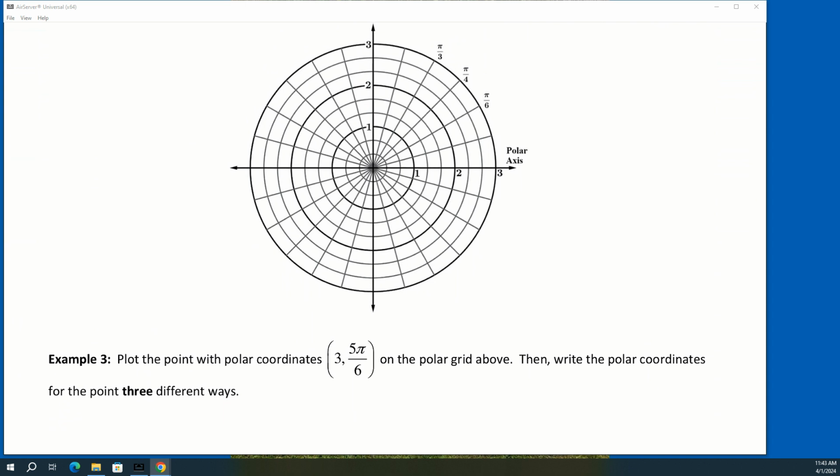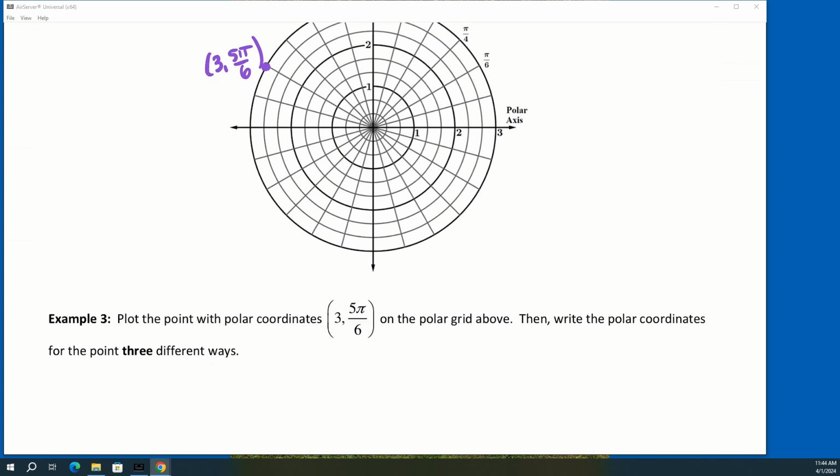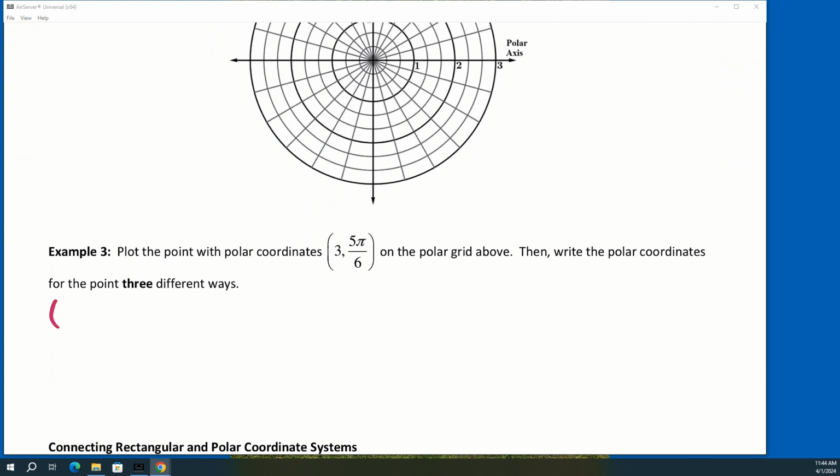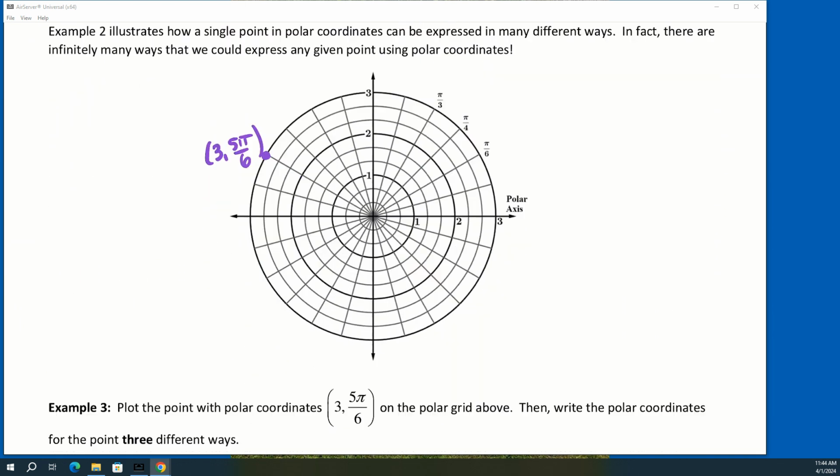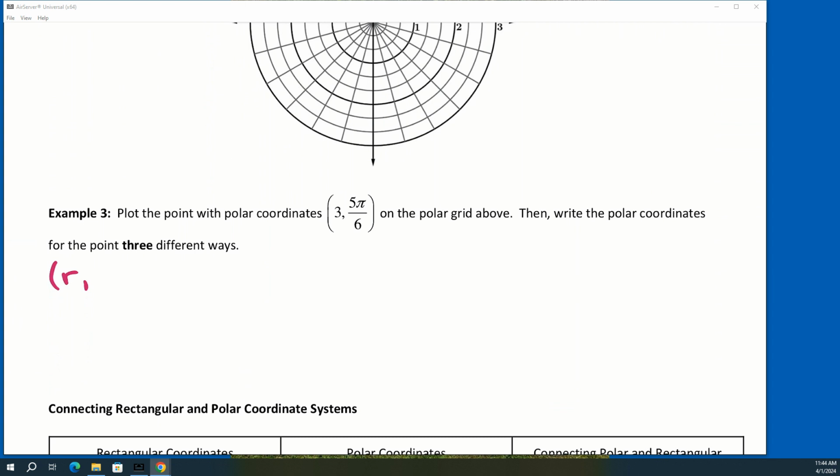All right, so for number 3, we're going to plot that point first. So 3 and then 5 pi over 6 should fall right here. However, that is not the only representation for that coordinate. So I'm going to give you over here on the side a generic form of what we're doing to get these different representations. And so one thing you can do is do what we just did on part C, where we can leave the r exactly the same. So if it's 3, it stays 3. And then we can take the angle and subtract 2 pi from it.